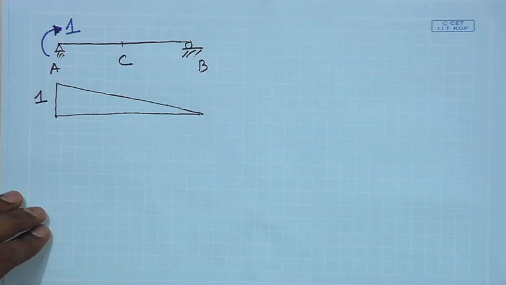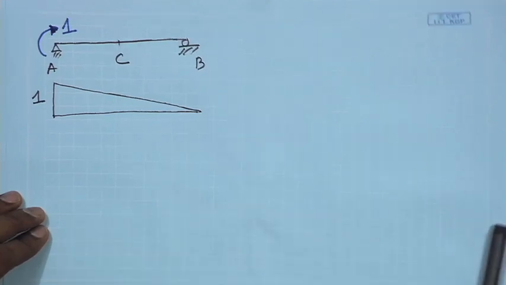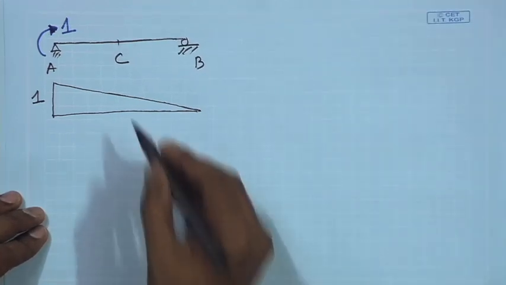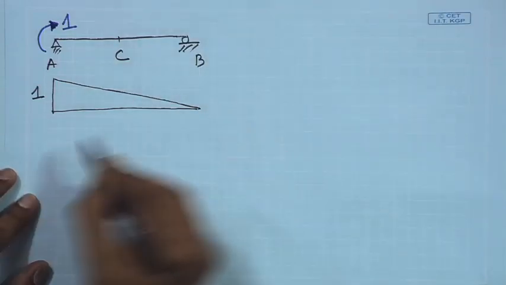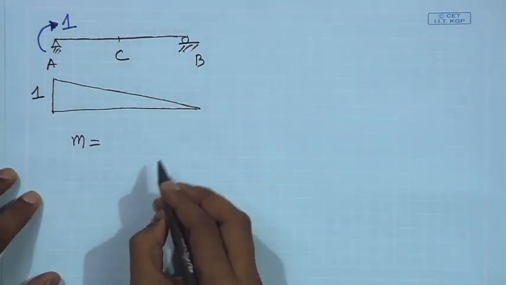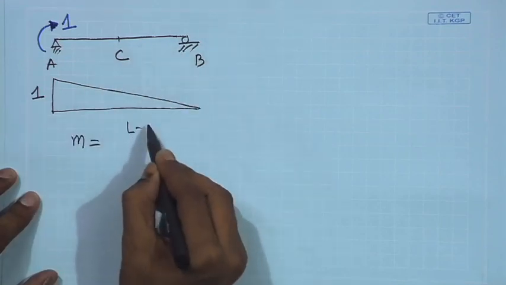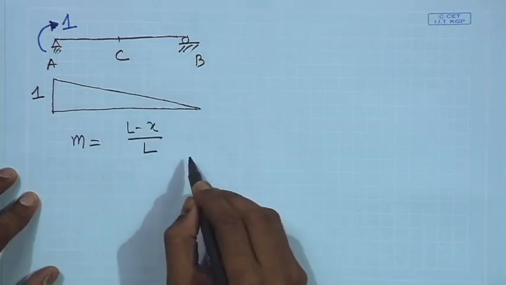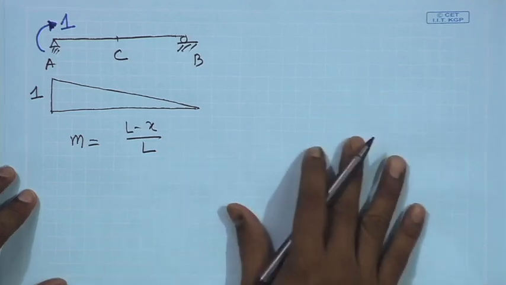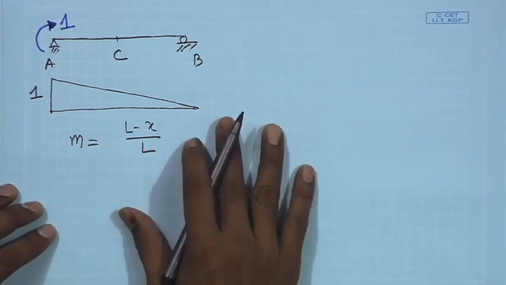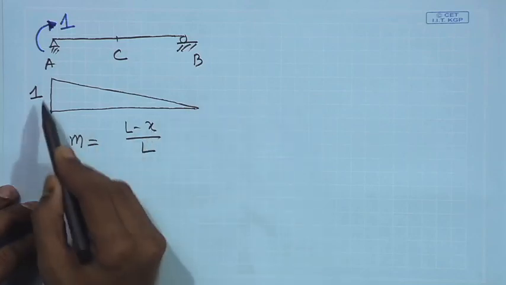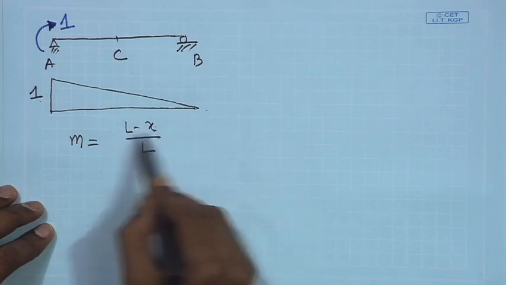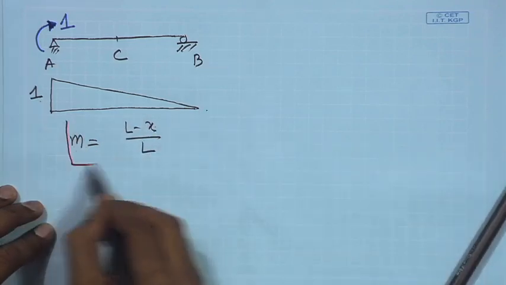And what would be the expression for the bending moment diagram? The expression for capital M will remain the same because it is due to the actual load. Now, the only thing is the expression for small m will change, and the expression for small m will be, you check this, (L minus x) by L. You can check, when x is equal to 0 this becomes 1, when x is equal to L this becomes 0. So this is the expression for small m.